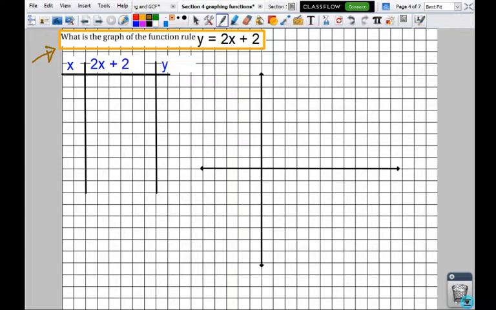Alright, we're getting started here. So we're going -1, 0, 1, 2. You guys are going to help me out. Jace, what do I get when I plug in -1? You get 2 times -1 plus 2. Yes.